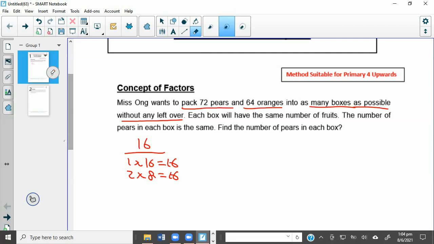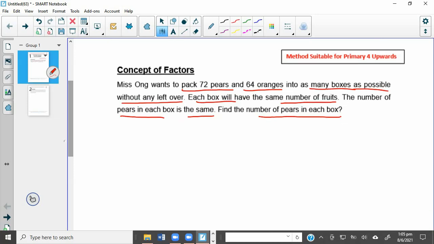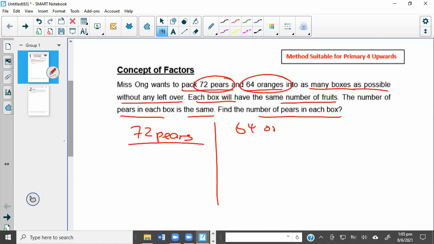All right, so let's continue reading. Each box will have the same number of fruits, and the number of pears in each box is the same. So find the number of pears in each box. So I know that I must use factors already. Alright, then how to do this? It means that I will need to find factors of 72 and 64. And how do factors help me to get how many pears in each box? Okay, so I got 64 oranges.